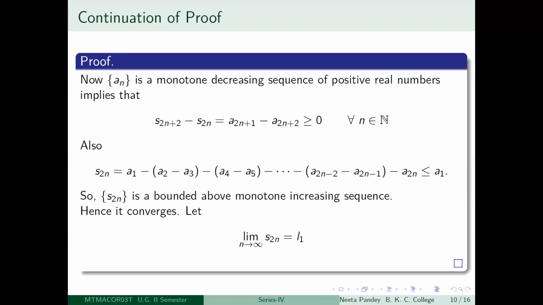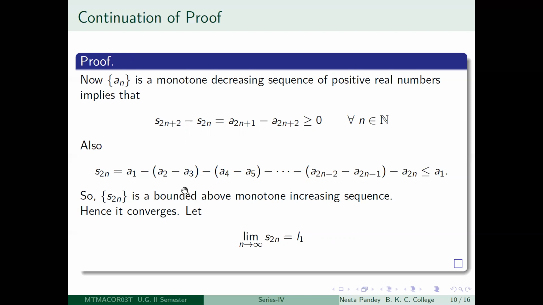So what do you get? That S2n is a monotone increasing sequence. Not only that, if you look at any term like this, S2n, which is the 2nth partial sum of the original series, then it is A1 minus A2 plus A3 minus A4 plus A5 etc. till minus A2n minus 2 plus A2n minus 1 minus A2n.